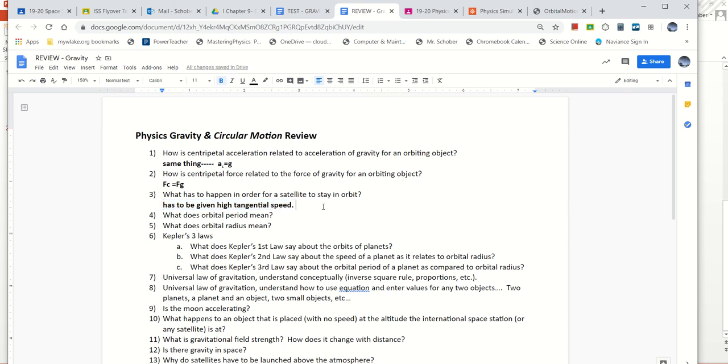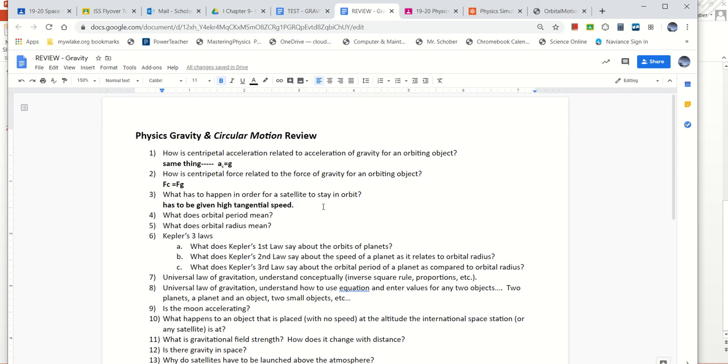Okay, so we need to launch it up. We do need to get it above the atmosphere so that there's no friction, but we need to get it going really, really fast so that it falls around the Earth rather than into it. Now, remember, objects don't just magically float when they're placed up in outer space. They have to have a really high tangential speed, and that's how orbits happen.